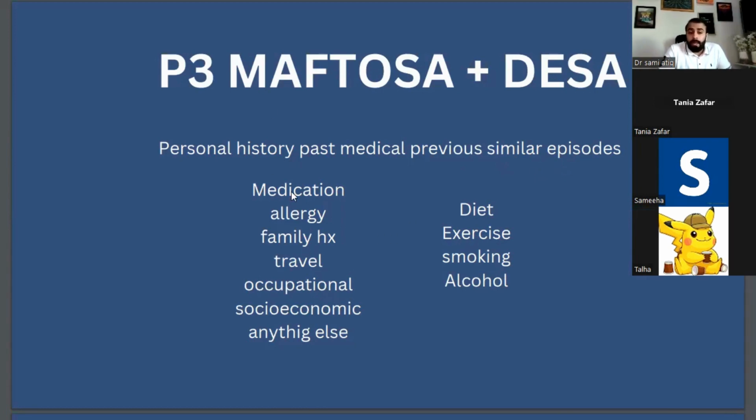Similarly, M stands for medication. Have you been taking medications for any chronic disease? All these components are extremely important to us because a patient can present with any kind of symptom.